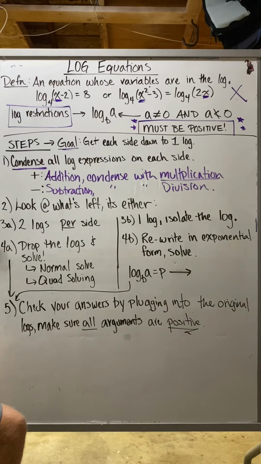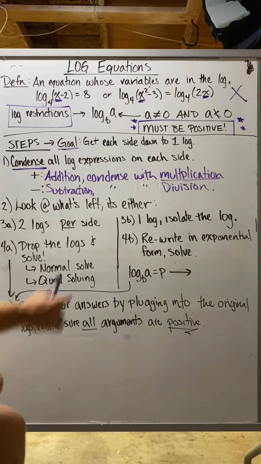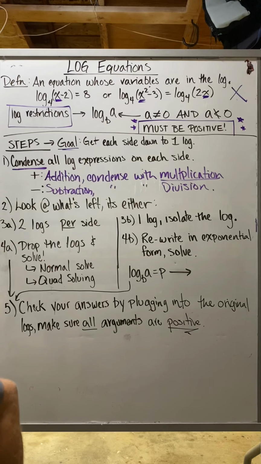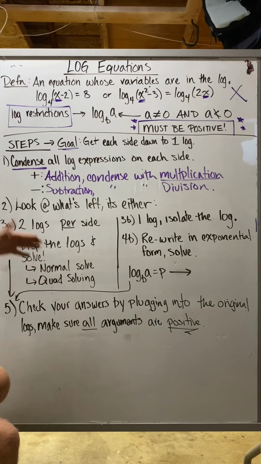Okay, so if it's 2 logs on one side, if it's this case over here where it literally says log something equals log something, all you're going to do is drop the logs, bases included, and solve for what's left. This should feel a lot like when we did exponential equation solving, where we got everything to be equal on both sides. We drop the bases and we solve. You get to do that for log questions as well.